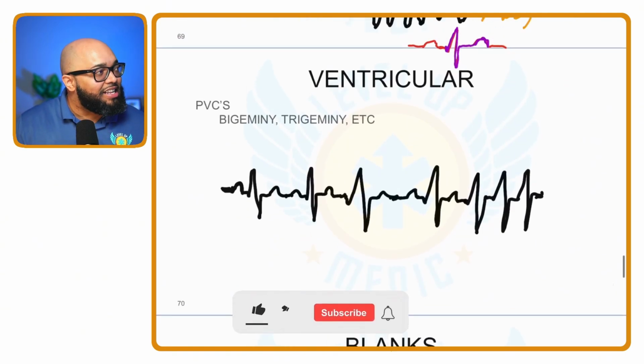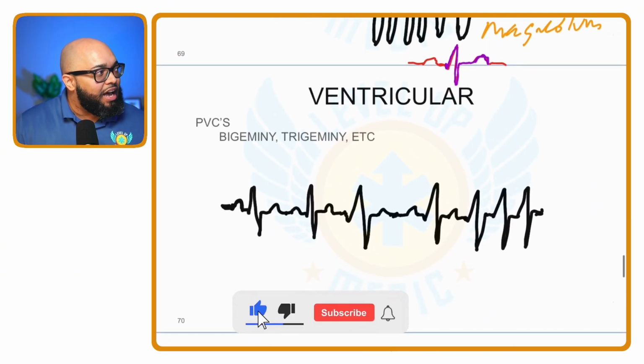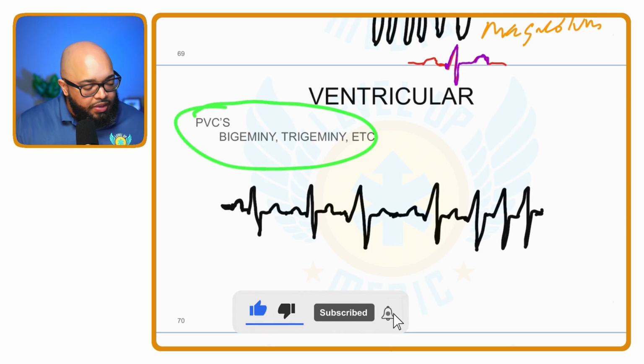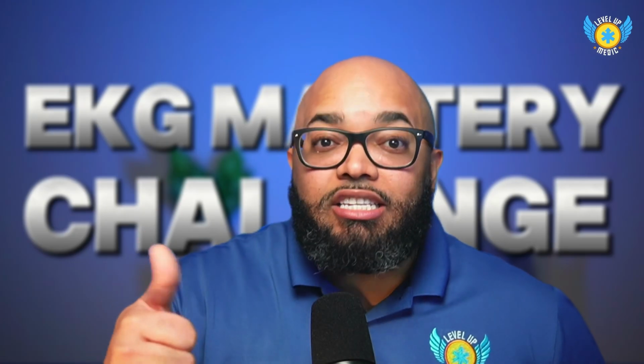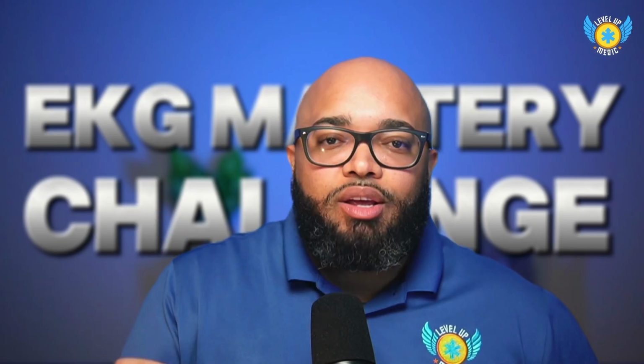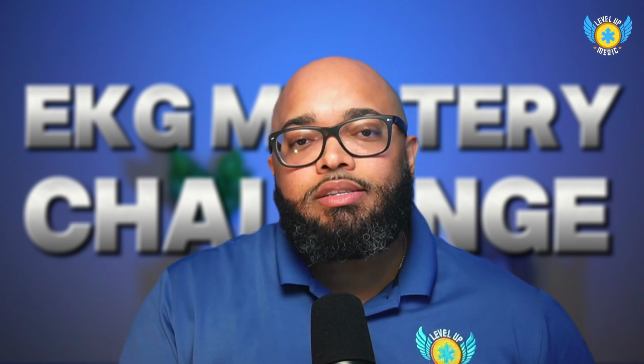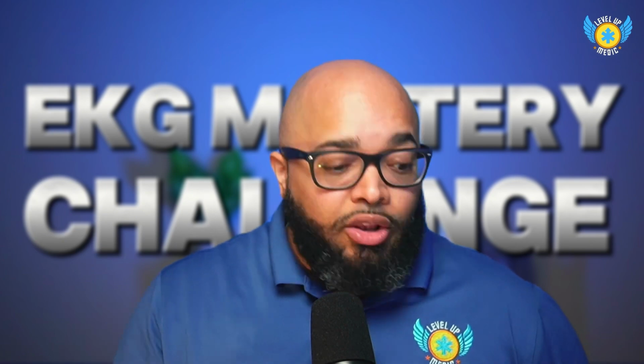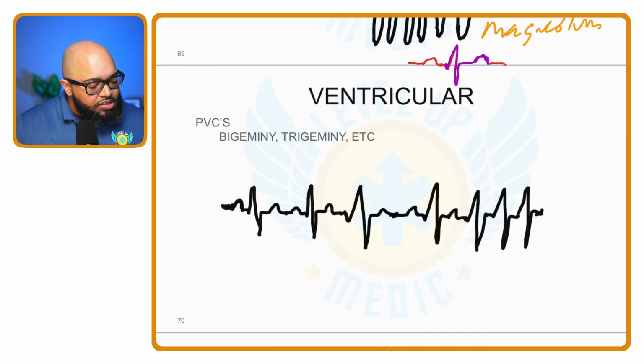All right, now the next thing we're going to go into is PVCs. Just like there are PACs, premature atrial contractions, and premature junctional contractions, there can also be PVCs, or premature ventricular contractions. So let's look at this one.